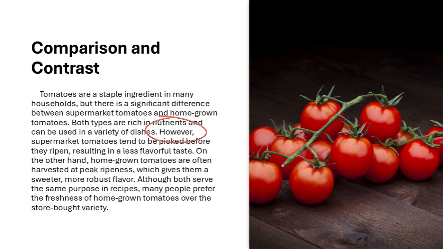Contrast. Differences. The paragraph contrasts the two types by discussing how supermarket tomatoes are typically picked before ripening, leading to a less flavorful taste. In contrast, homegrown tomatoes are harvested at peak ripeness, offering a sweeter and more robust flavor. Concluding sentence. The paragraph wraps up by noting that although both types of tomatoes serve the same purpose in recipes, many people prefer the freshness of homegrown tomatoes, emphasizing the superiority of their flavor. This structure effectively compares the shared traits of both types of tomatoes while contrasting their key differences, focusing on taste and freshness, which influence people's preferences.